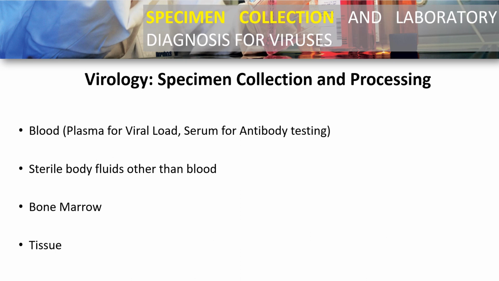In addition, class, we can also use blood: plasma for viral load, and serum for antibody testing. We can also use sterile body fluids other than blood, such as CSF, synovial fluid, etc. Please refer to your EUBF for the sterile body fluids reference. Then we can also use bone marrow, specifically if you suspect the patient has parvo B19, because parvo B19 usually goes to the bone marrow and attacks the progenitor cells of your red blood cells. And also tissue, class.